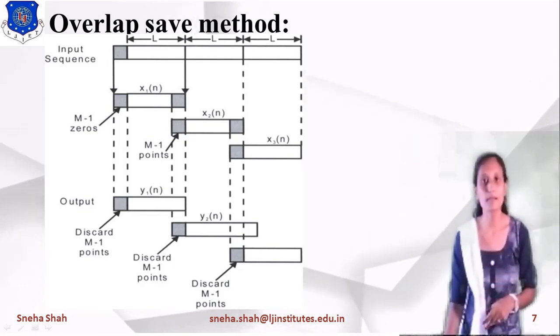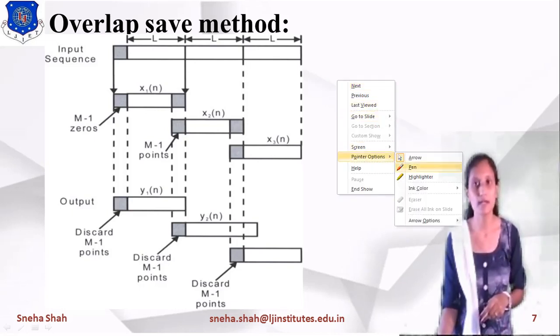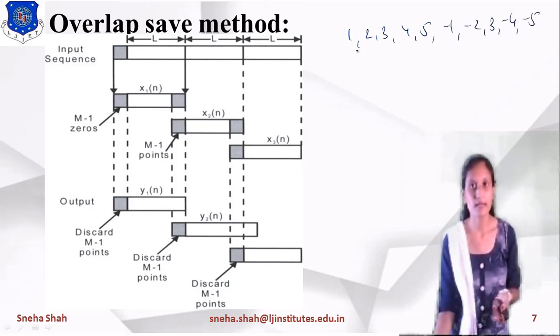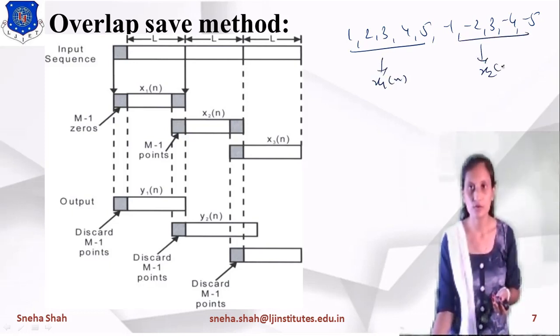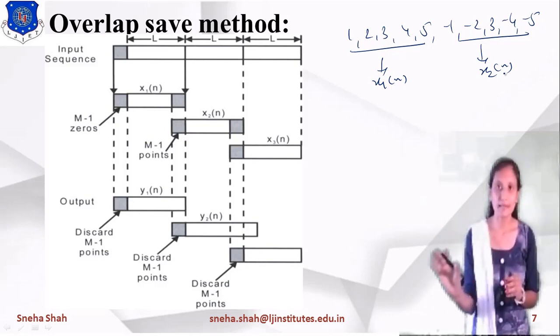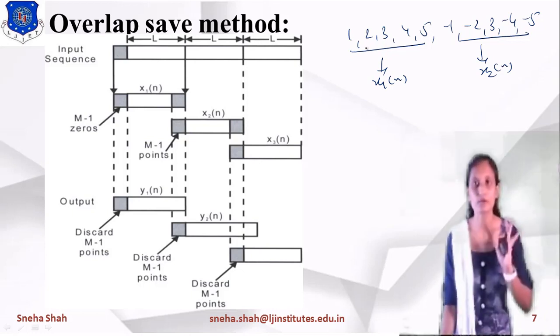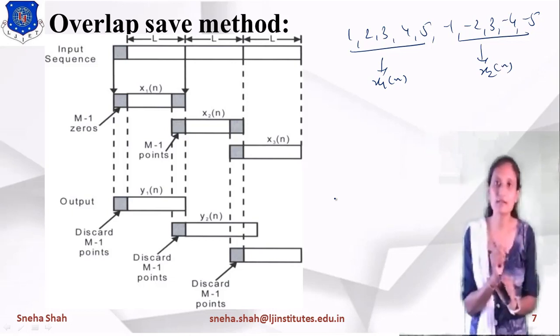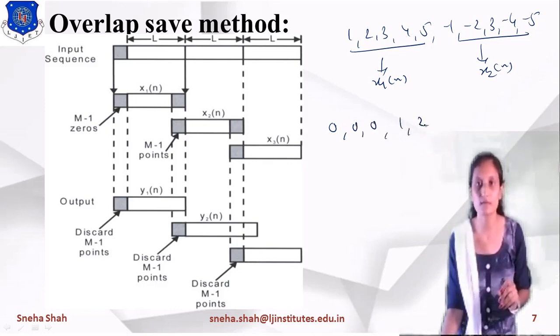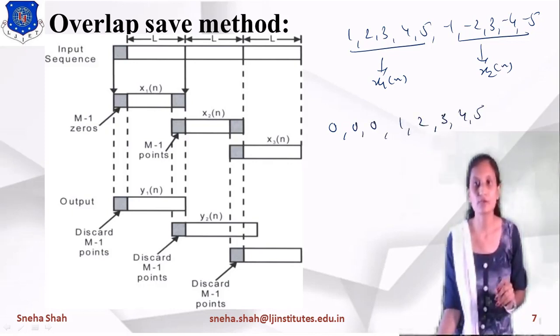So what will be the problem? Suppose I am taking the input sequence as 1, 2, 3, 4, 5, minus 1, minus 2, 3, minus 4, minus 5, likewise, right? Suppose I am converting this into x1 of n, x2 of n, likewise. Now suppose I want to convert this input sequence into 8 samples. This one is 5 samples, so we have to add 3 zeros. We can add these 3 zeros before the sequence or after the sequence. Suppose in this method I am adding 3 zeros before the sequence, then the terms will be 0, 0, 0, 1, 2, 3, 4, 5, right?